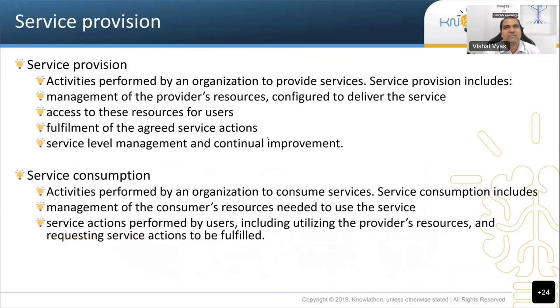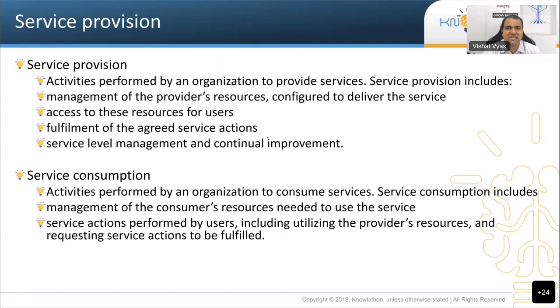Okay. Service provision. The meaning of the words we just discussed. Service provision: activities performed by an organization to provide service. Service provision includes management of providers' resources, such as aeroplane and pilot, configured to deliver the service. Access to these resources for users, providing access to these resources to users. Fulfillment of agreed service action, like flying the plane on time. And service level management and continuous improvement.